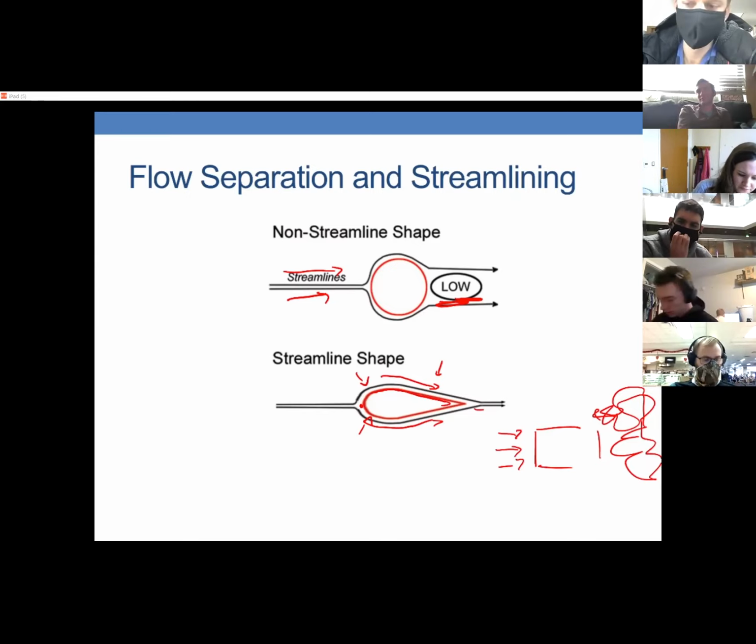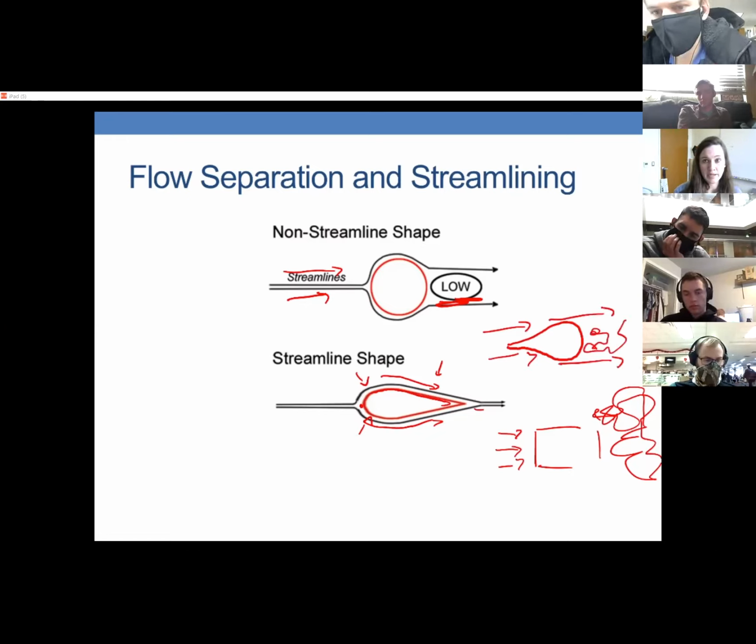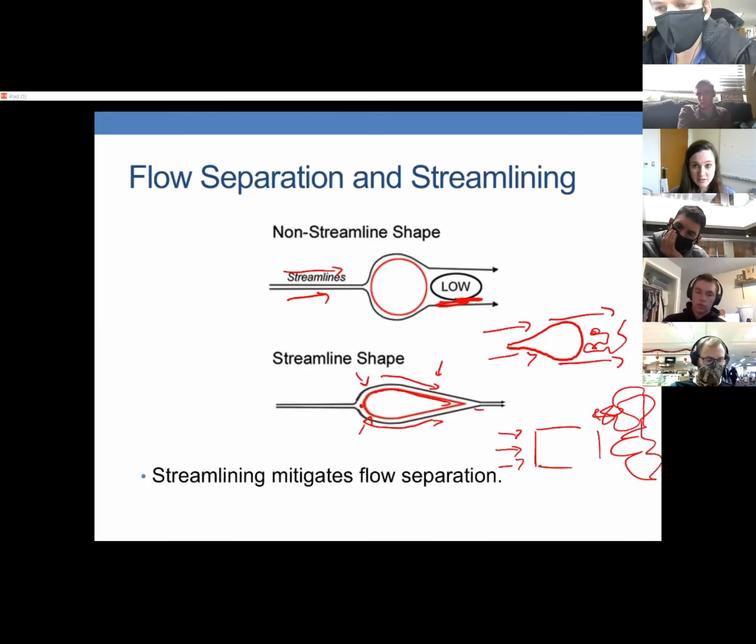But if the teardrop shape was like this, so it was kind of reversed, then the flow would go this way and it would separate here and you would get a turbulent wake. So that's why the teardrop is that way. Okay. So streamlining mitigates flow separation. That's what streamlining does.